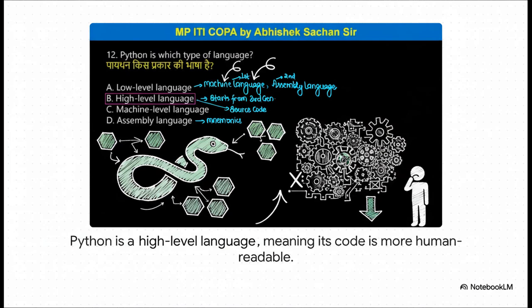Now you'll hear Python called a high-level language. What does that even mean? Well, it's actually pretty simple. It just means the code is designed to be way more readable for us humans. It hides all the super complex, nitty-gritty details of the computer's hardware. It's really the opposite of a low-level language like assembly, which is way closer to the ones and zeros the machine understands, and much harder for us to write.